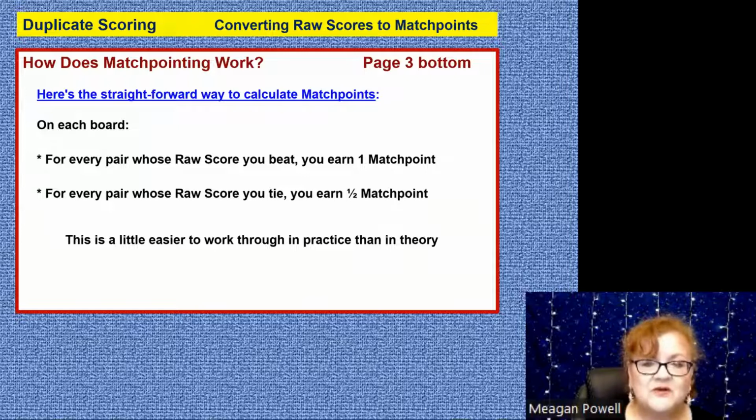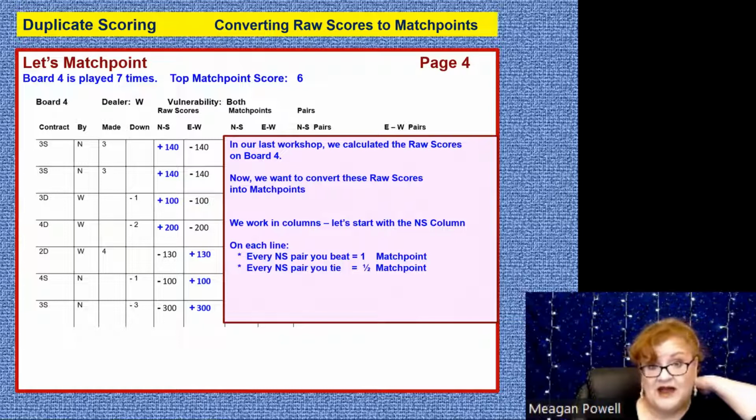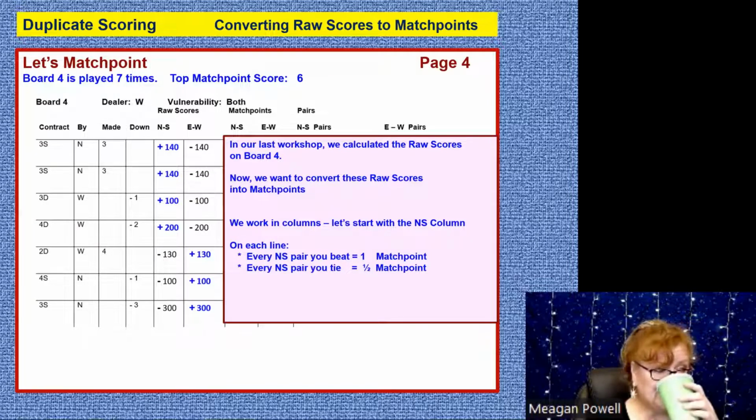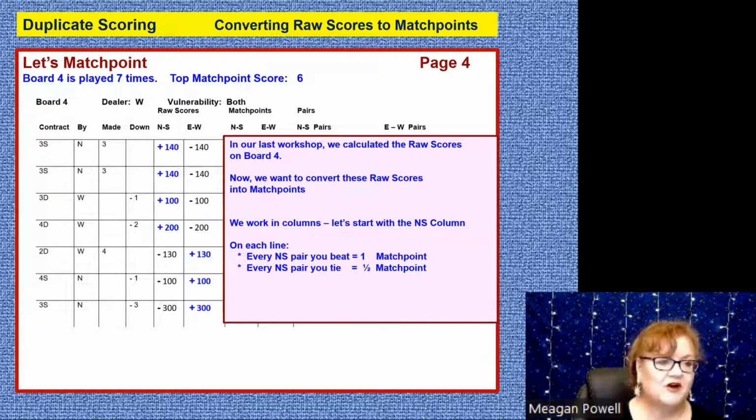So let's see if we can see this in practice and walk through this together. Now, you have in your packet several boards with blanks, and I'm going to look on page four on board four. And in our last class, we did the raw scoring on board four together. Now, what we want to do is convert those raw scores to match points. We want to take the raw scoring, so it doesn't become hundreds of numerical places, and narrow this down to a smaller scale, and that's what match pointing is.